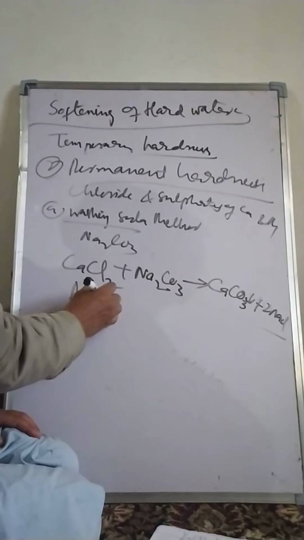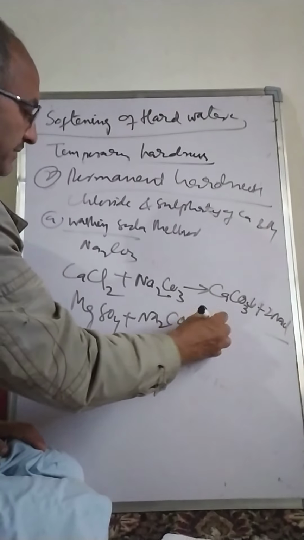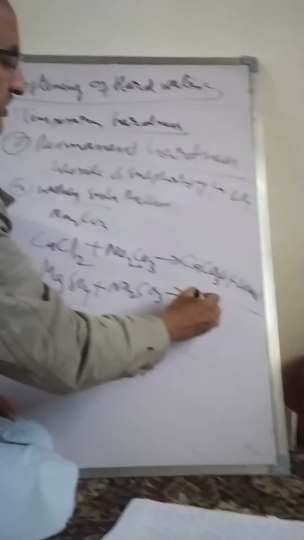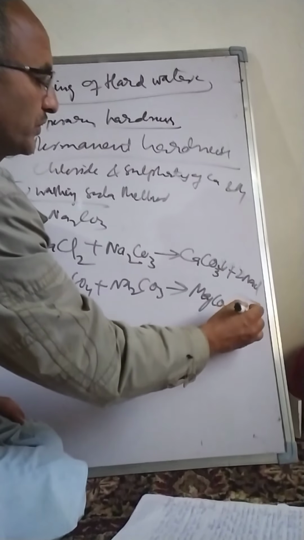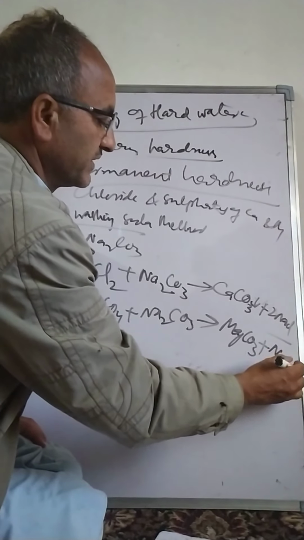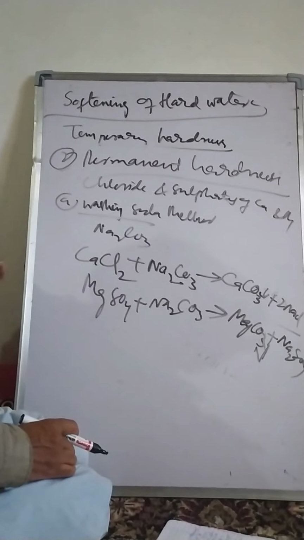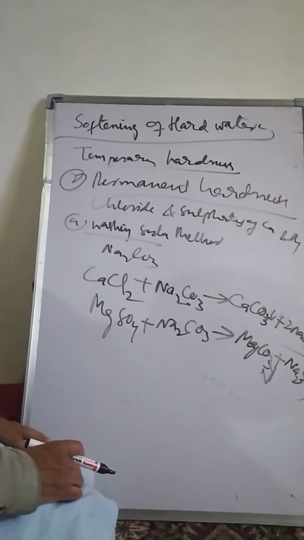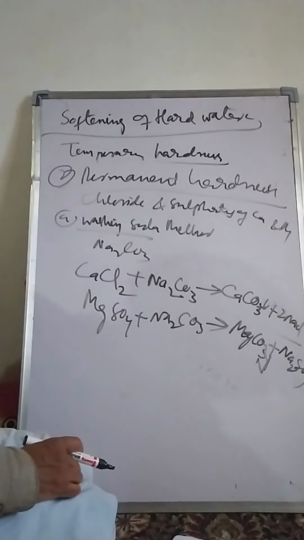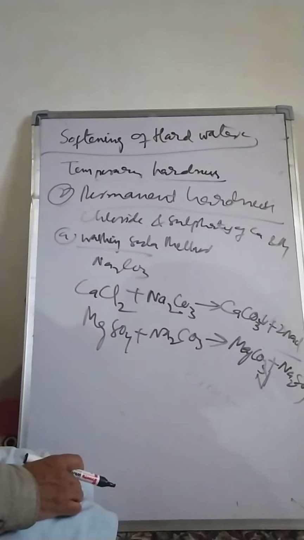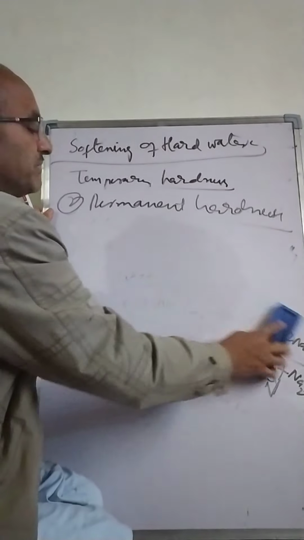Similarly, if we have sulfates, for example magnesium sulfate plus this washing soda, what happens? We get magnesium carbonate plus sodium sulfate. This magnesium carbonate again is a precipitate. It is removed, and we get soft water. So this is the washing soda method to remove the hardness of permanent hard water.